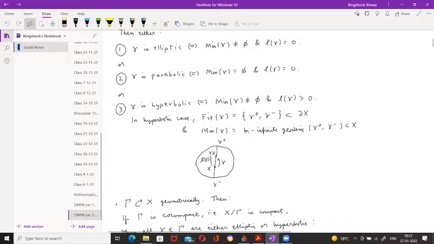So the displacement function attains its minimum along this bi-infinite geodesic. And along this geodesic, it's a translation, and the amount by which it translates is exactly L(γ), the translation length. Okay. So that's one reason why it's called the translation length, because restricted to this geodesic, it is a translation by the amount L(γ).